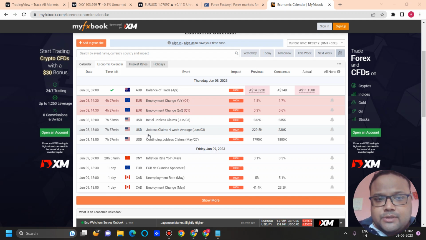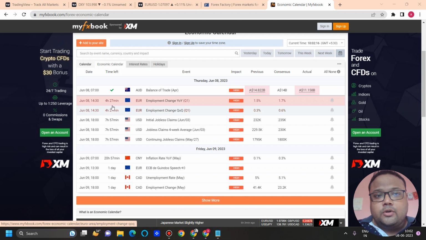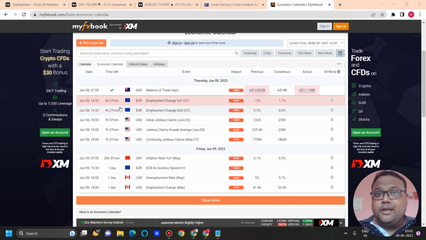Initial jobless claims and employment change year on year, quarter on quarter on euro. So you need to be extra careful today with all your euro positions, because after 4 hours you can see that news is coming on euro, then you have news on US dollar. So be careful, follow proper risk management, strict risk management today.